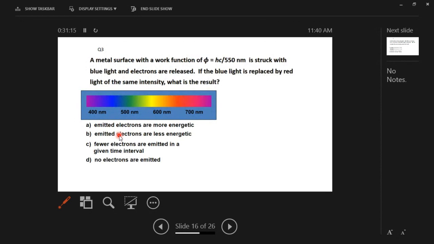Next question. A metal surface with work function phi equals hc over 550 nanometers is struck with blue light and electrons are released. If the blue light is replaced by red light of the same intensity, what is the result? You have to be careful while you are giving the answer to this question.